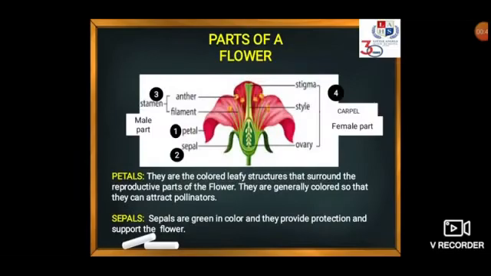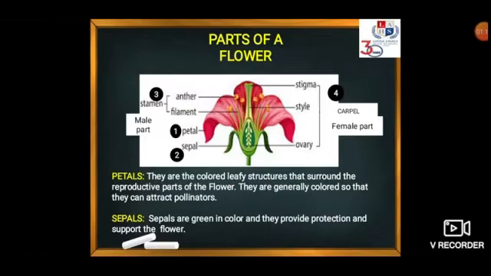The first topic of discussion is parts of a flower. Now, I have numbered all the parts of the flower, and those are first the petal, second the sepal, third the stamen. Now, stamen is the male part of the flower, and last is the carpel, which is the female part of the flower. Now, we will be discussing these parts in a little detail.